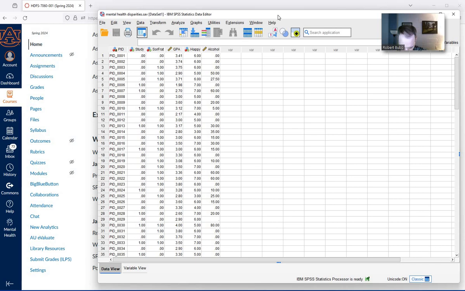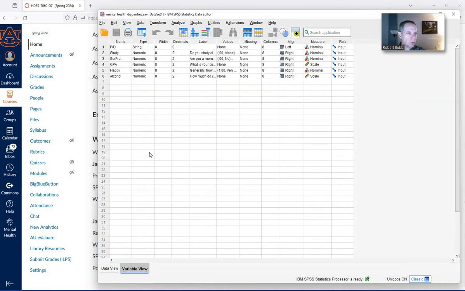We're going to use study, whether or not someone studies alone. We'll use that one. So that's the study column here with the zeros and ones. And then we're going to use spending money on alcohol, which is going to be this last one here. If we're looking at these variables, I'll go down to the variable view. Let's just make sure we understand what these variables are.